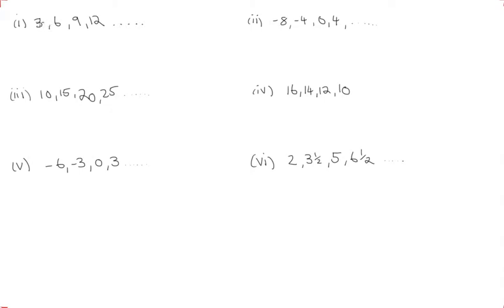The pattern is it goes from 3 to 6. Let me just change the color of my pen. It goes from 3 to 6 and then 6 to 9 and 9 to 12. So it's plus 3, plus 3, plus 3. And then the next one would be plus 3. So the next one would be 15, wouldn't it? And then 18, and then 21, etc.